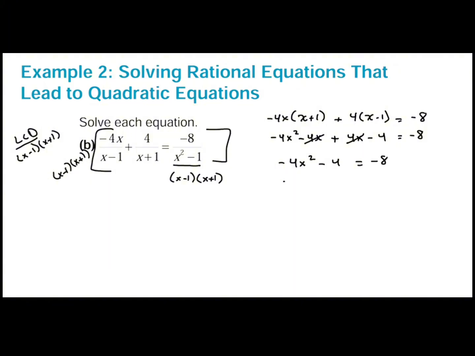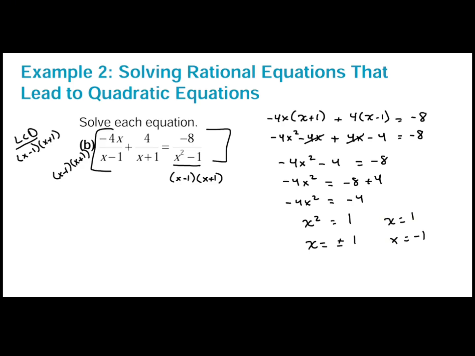Now, I'm going to say I got negative 4x squared is equal to negative 8 plus 4. So negative 4x squared is equal to what? Negative 4. So now I'm going to have x squared is equal to what? Positive what? 1, because we got negative 4 divided by negative 4, and that gives me positive 1. So x is equal to plus or minus 1. So we got x is equal to 1 and x is equal to negative 1.